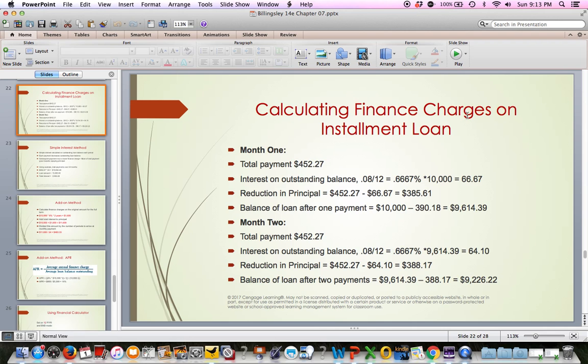Calculating finance charges on installment loans, we established that one payment is $452.27. Interest is 8% divided by 12 months, which is 0.6667%, times the $10,000 principal loan due. Interest is $66.67 for that first payment of $452.27, and the rest is principal. The way these work is you pay a lot of interest early. The payment is the same for every payment, but the split between principal and interest within that payment changes with every payment. The earlier payments have more interest than principal, and the later payments have more principal than interest.